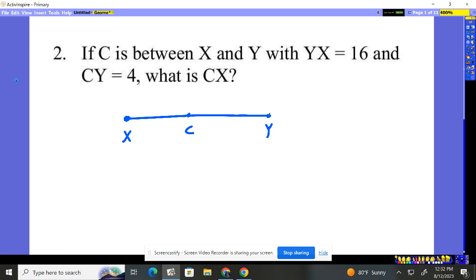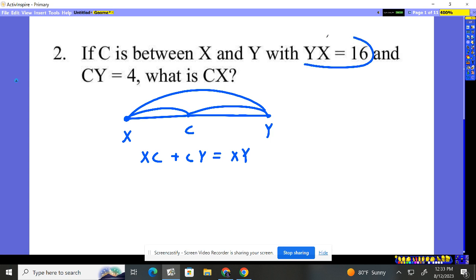Now, once we have this, here's what we know. We'll never fail if we do this. We know X to C's distance plus C to Y's distance, so this distance plus that distance adds up to the whole distance from X to Y. If we fill that in and then simply replace it with what they tell us, they say, hey, Y to X is 16. So this is 16. XY is the same as Y to X. CY, well, this guy is 4.